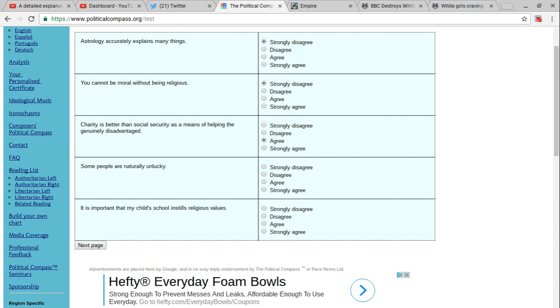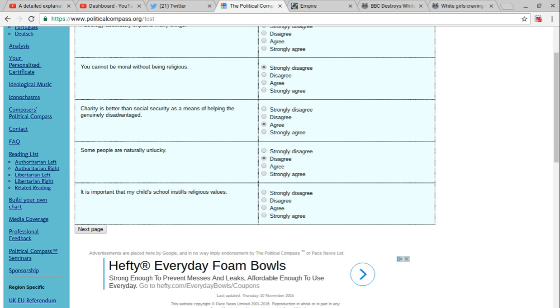Some people are naturally unlucky. Oh man, we know people that are just unlucky in life, basically in general. I'm gonna disagree. I think we make our own luck, and some people just kind of screw themselves over. It is important that my child's school instills religious values. Yes, yes, I send my kids to the greatest Muslim schools there are. Yes, yes, totally.